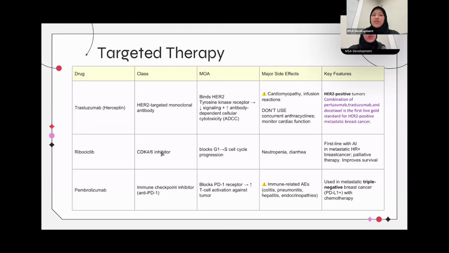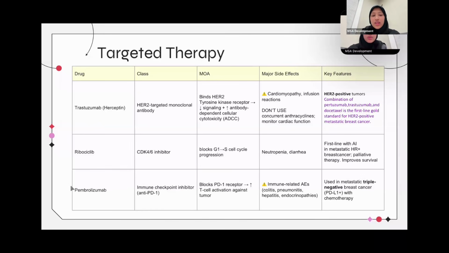Ribociclib, again targeted. It targets a specific inhibitor called cyclin dependent kinase 4/6. It blocks the cell cycle progression because this is an important kinase in the cell cycle. Side effects not major, they're the same. They are the first line with aromatase inhibitors in metastatic HR positive, so hormone receptor positive to estrogen, progesterone. It can also be given as palliative therapy. So metastatic, again, nothing to do with HER2, just hormone receptor. It improves survival.